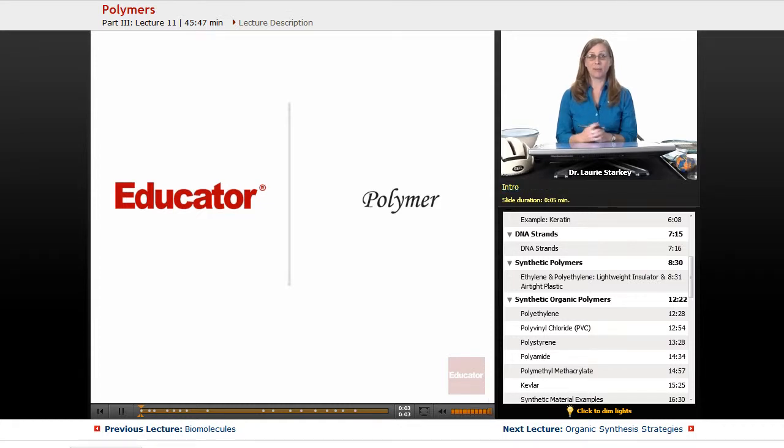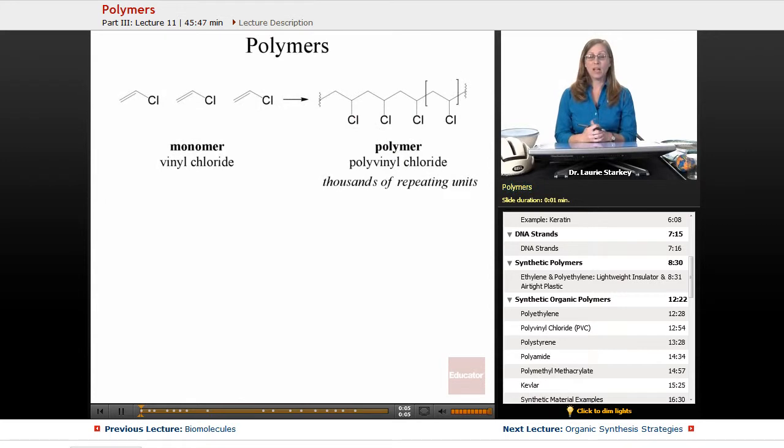Today we're going to be talking about polymers. One way to make a polymer is to start with a single unit. We call that a monomer. In this case, this is vinyl chloride.